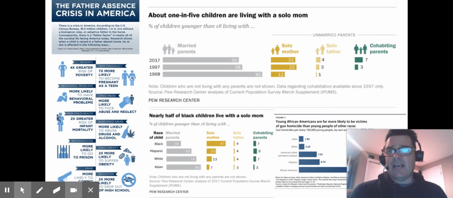Go to the far left side here, and you can see this is based on census data about father absence in America. If you live in a home without a father, you have a 4 times greater risk of poverty, are more likely to have behavioral problems in school, a 2 times greater risk of infant mortality, and are more likely to go to prison. Sometimes that's up to 4 or 5 times higher likelihood of going to prison. More likely to commit gun crime.